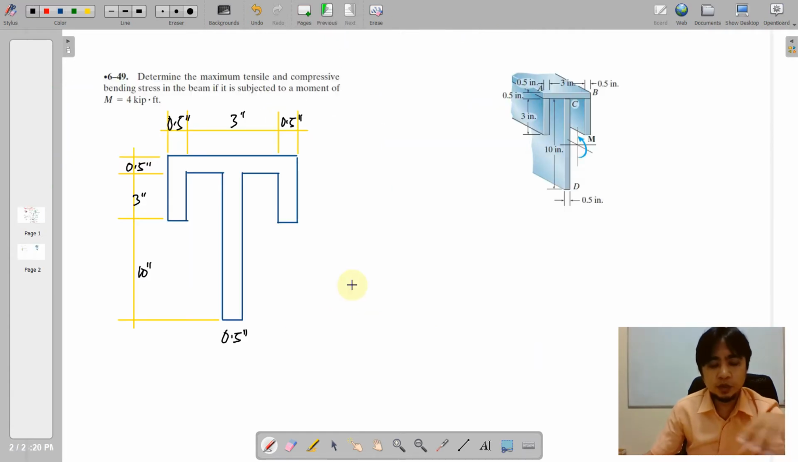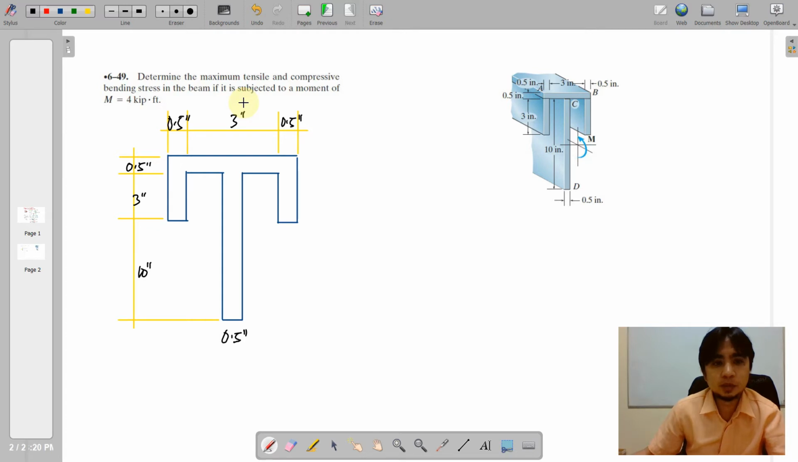Moving on to this problem, we have a T-beam with the following dimensions. It is subjected to a moment of 4 kip-feet. We're going to determine the maximum tensile and compressive bending stresses.